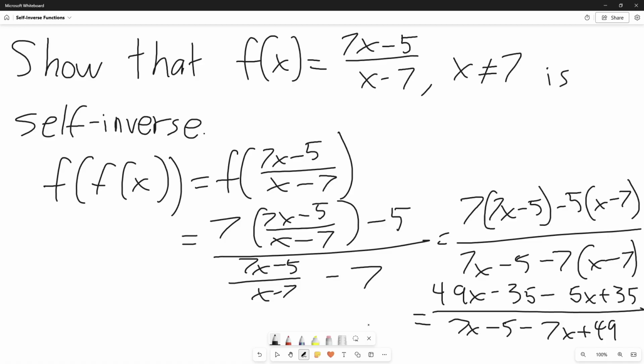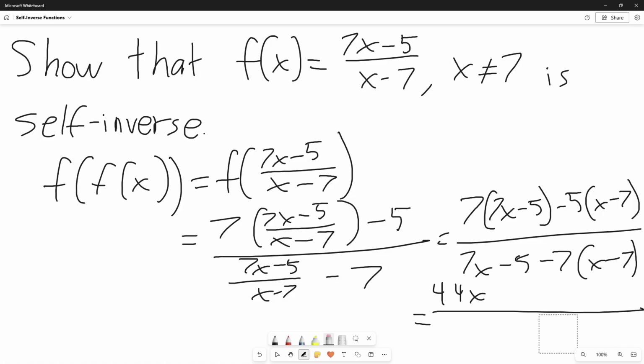But then now we can combine all like terms. So minus 5x goes into this 49x to get 44x. And these 35s cancel out. 7x minus 7x is 0. And then the negative 5 and plus 49 become 44. And then now you can see that this is simply equivalent to x, which is the condition that we needed to satisfy. So there. Now you've proved that it is self-inverse.